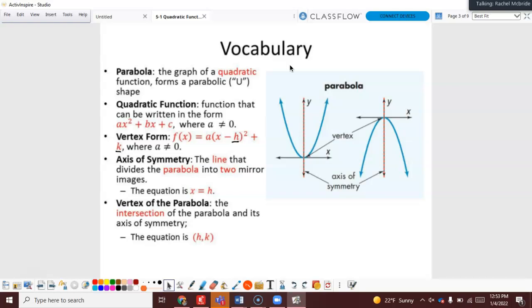So quadratics are symmetric, just like absolute values. So if you graph one side of the quadratic, it's mirrored on the other side. The mirror occurs at the vertex. The vertex is the min or the max of the parabola. Its equation is h comma k.